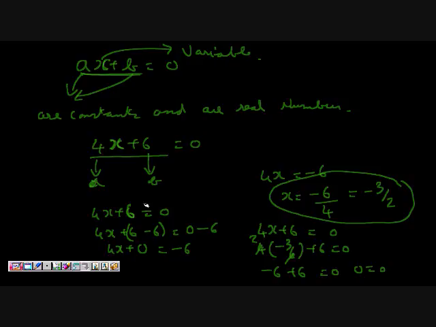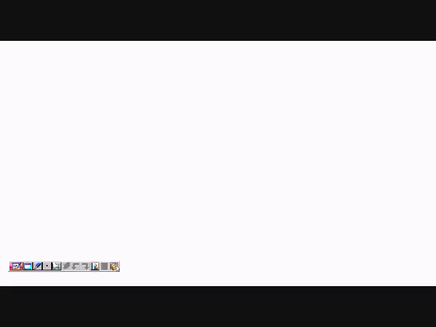Now let's take another example just to make the concept a little bit more clear. Suppose you are given 8x plus 9 is equal to 27. Now we know the general equation is ax plus b is equal to 0. So in order to express this equation in the general form, the right side of the equal to sign should be 0, so we can subtract 27 from both sides.